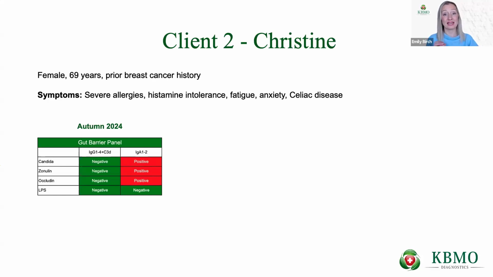Previously, we just had negative or positive. Now we can see here on Christine's results that she's got positive IgA response for Candida, zonulin, and occludin. We don't, as I say, know on the sliding scale where she is, but we do know that she's having an inflammatory response, okay?